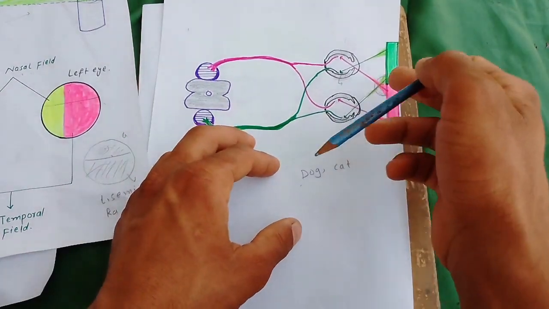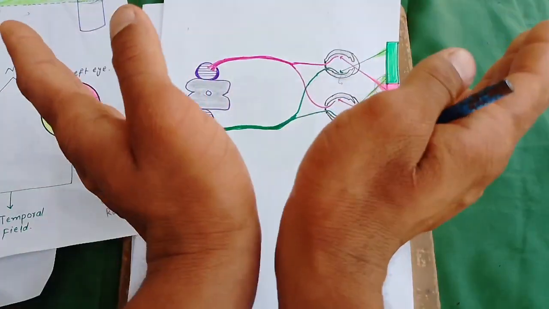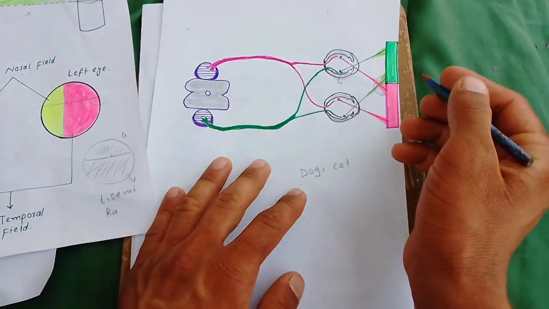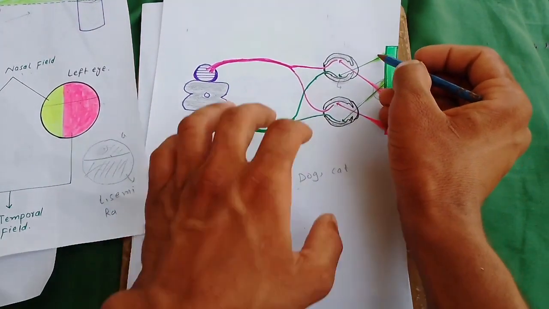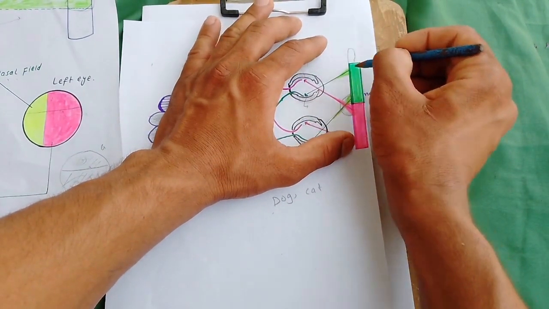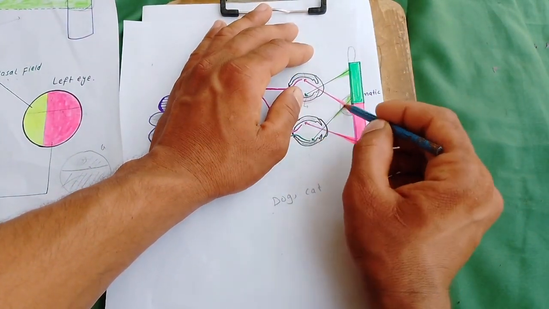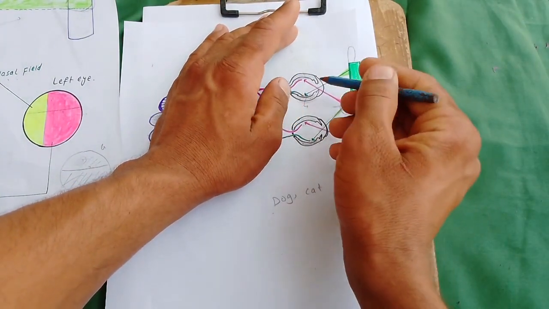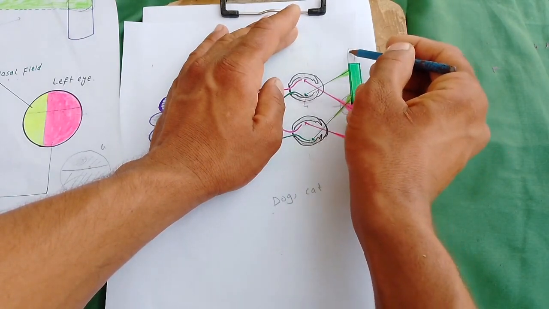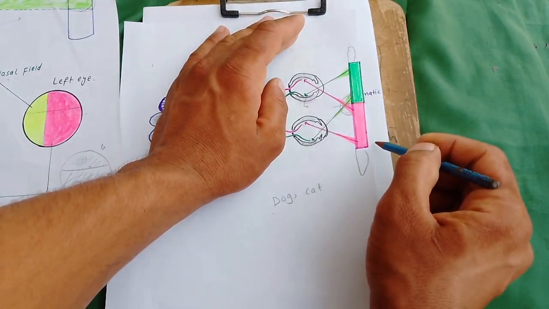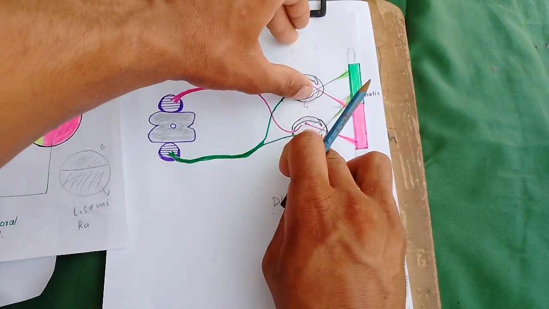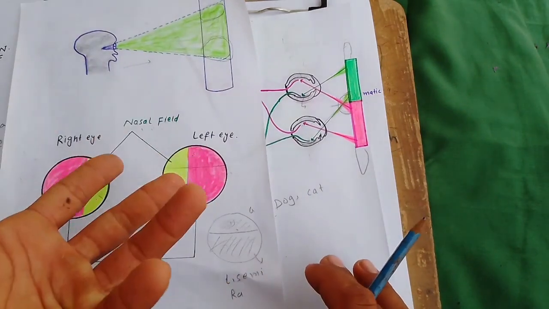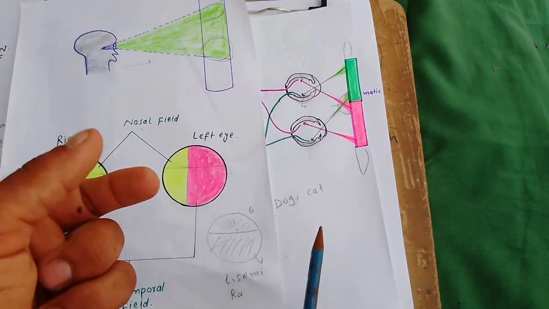So the fields do not overlap, and in some birds also the fields do not overlap each other. So there the field of vision is increased further, because the overlapping is cut down. So this eye sees a separate world, this eye sees a separate world. So in the dog, the eyes are in the most lateral direction. Okay, so this is the basic concept of monocular vision and binocular vision.